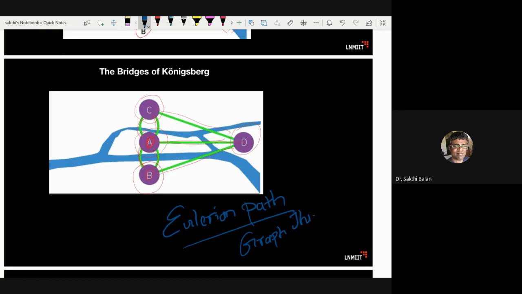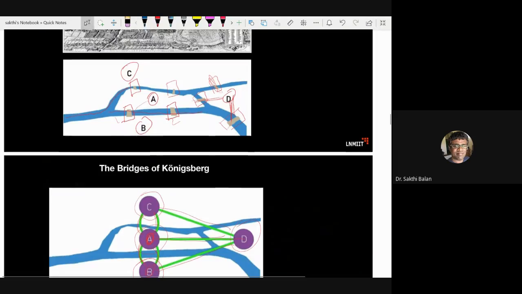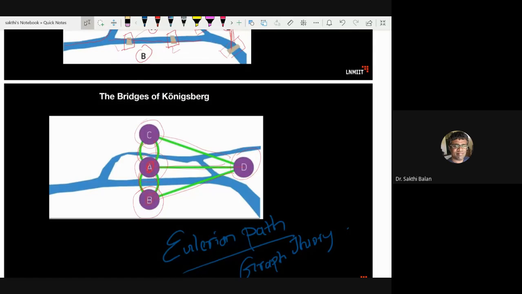So why is it called a theory? Because it is an abstract model. He is building a graph which is an abstract model of this instance. The instance is that there are land masses A, B, C, and D, which he denotes as the nodes, and the bridges he denotes as the edges between the nodes. And he is able to study, in general, that if a graph has a node of odd degree, then you will not be able to get such a path, which is called the Eulerian path.